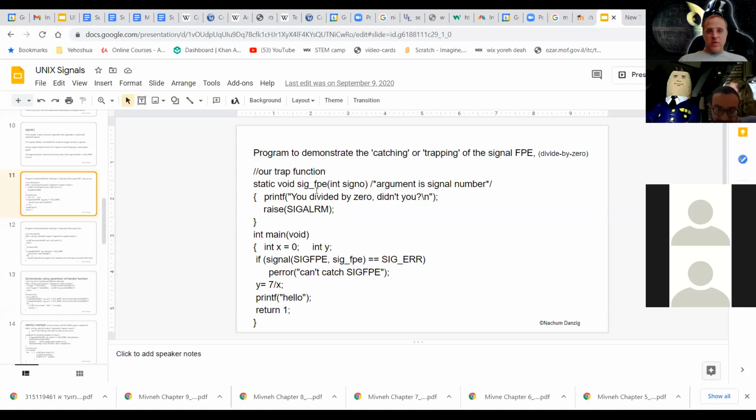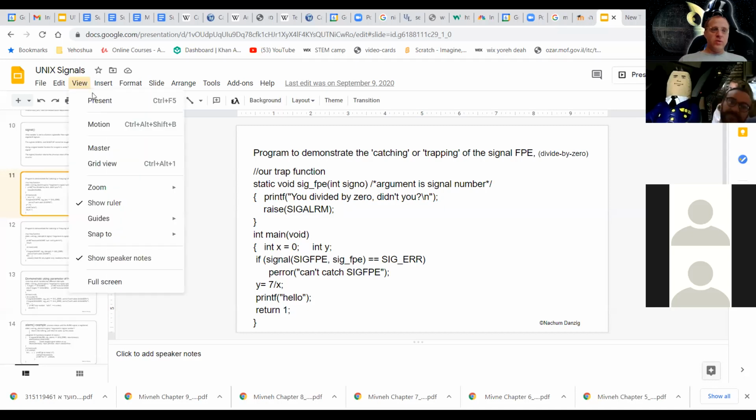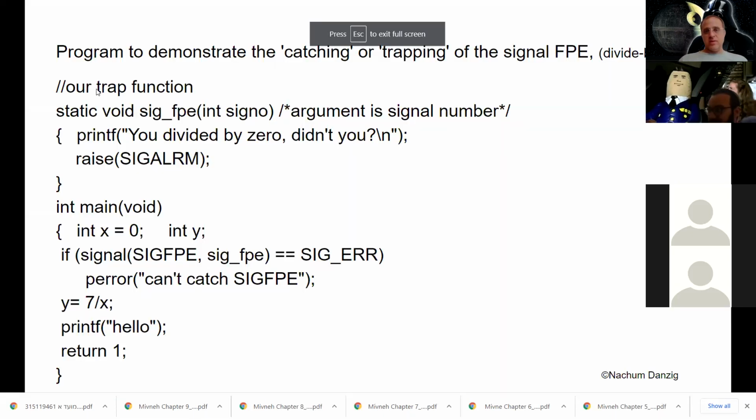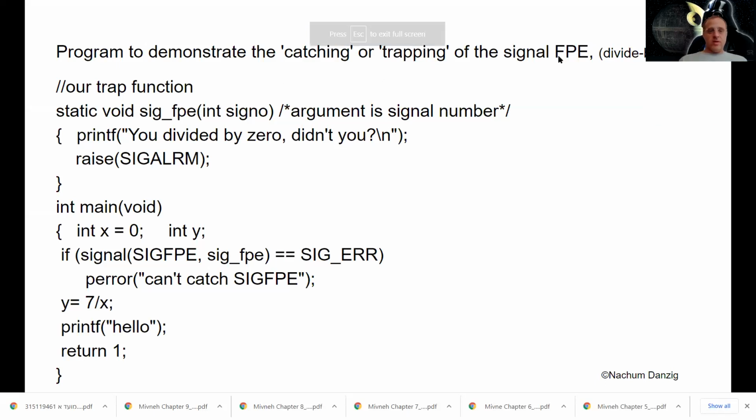Where were we? Here was this divide. Let's do view, present. You divided by 0, didn't you? And we caught the signal. Didn't you see the point of my program is that normally if you divide by 0 in your program, the program will crash or end. But by writing it this way, I've now written a program that you can divide by 0 as much as you want, the program won't end. Well, actually it will because I did this raise signal. But if I would delete that line, then it would never end.